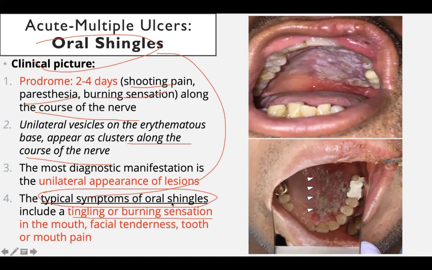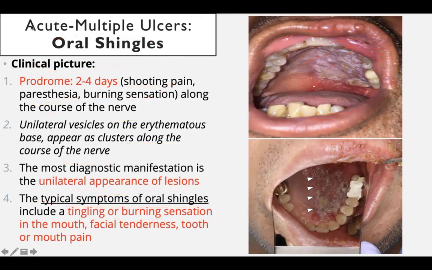The typical symptoms of oral shingles include a tingling or burning sensation in the mouth, facial tenderness, or tooth or mouth pain. It is so close to the tooth that, of course, it will cause tooth pain and definitely mouth pain, because it is along the course of the nerve. The nerve goes to the dermatome, the dermal area. Perfect.